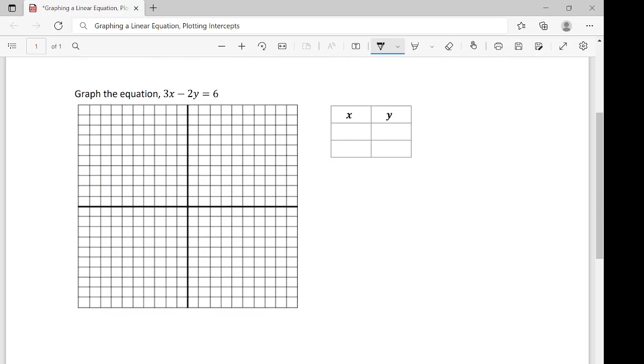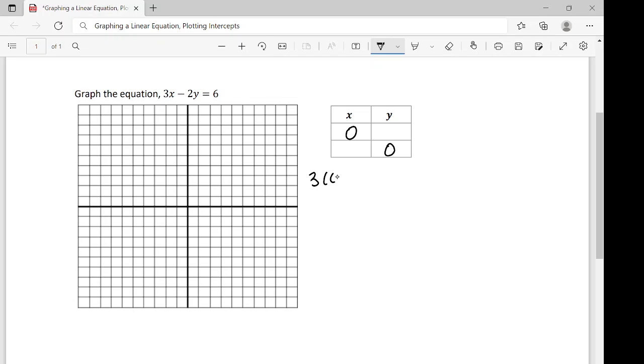So for the first equation, 3x minus 2y equals 6, we're going to let x be 0, and we're going to let y be 0, because that is just how you do plotting intercepts. X is 0, and then y is 0. So now we know that x is 0. We're going to take 0 and plug it in for x here and solve for y.